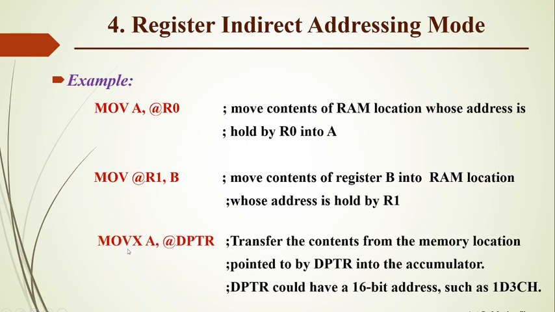Now here MOVX. This instruction represents that it is used to access data from external memory. So X is used for the external access. MOVX A, @DPTR. Here DPTR is used as a pointer which holds the 16-bit address of the external memory. So the content of the memory location whose address is held by the DPTR register is loaded into the accumulator.